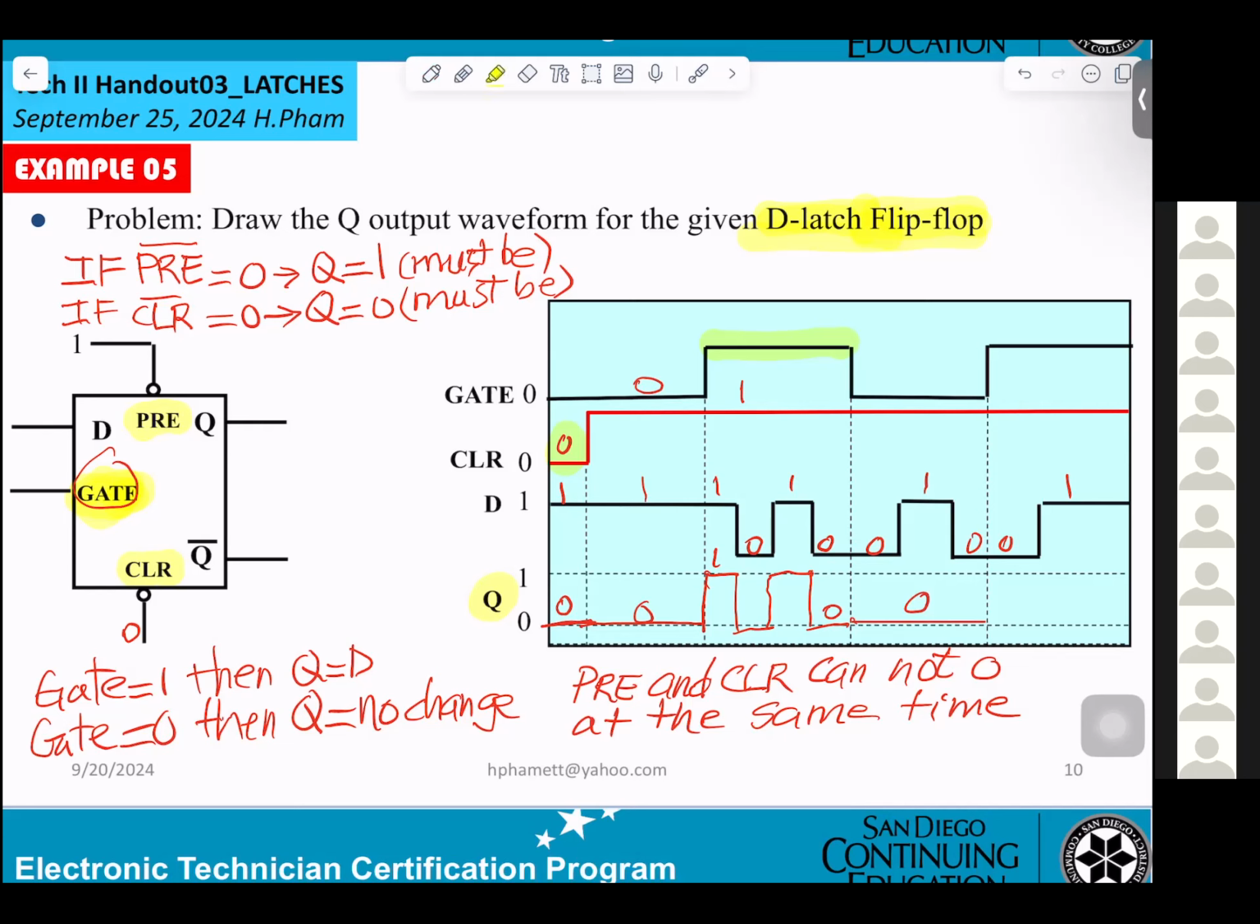Q equals D again. So you draw Q equal to D. D is 0, Q is 0. D is 1, Q is 1. Very easy. Any question?